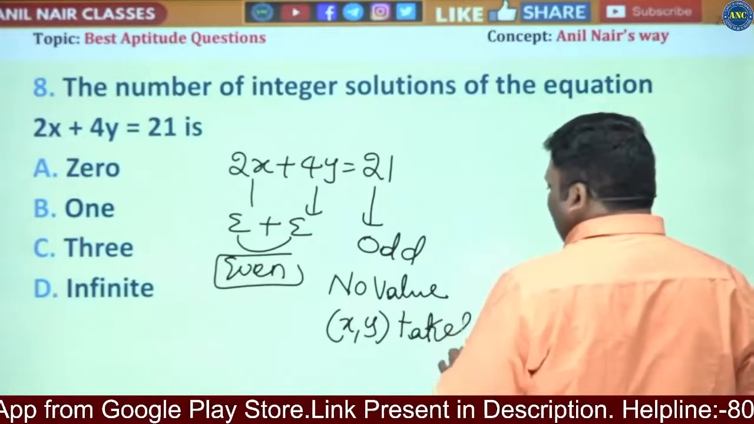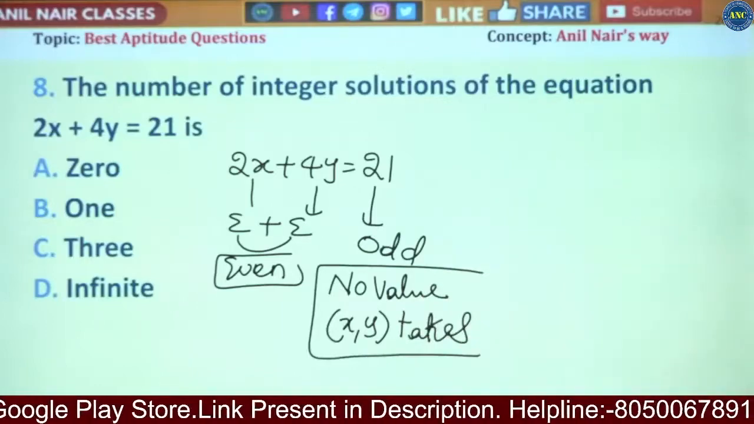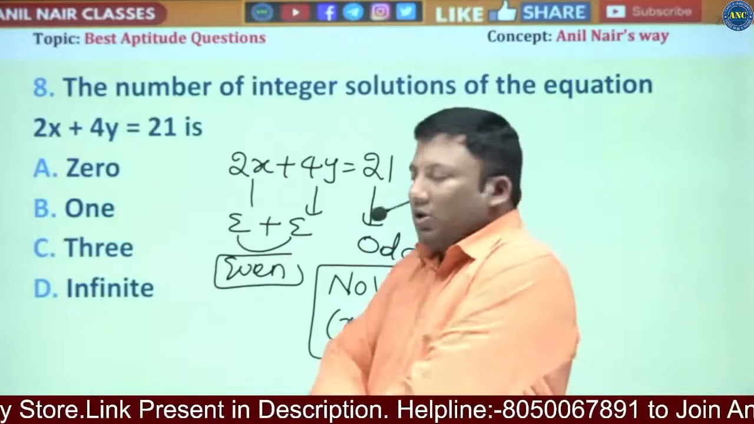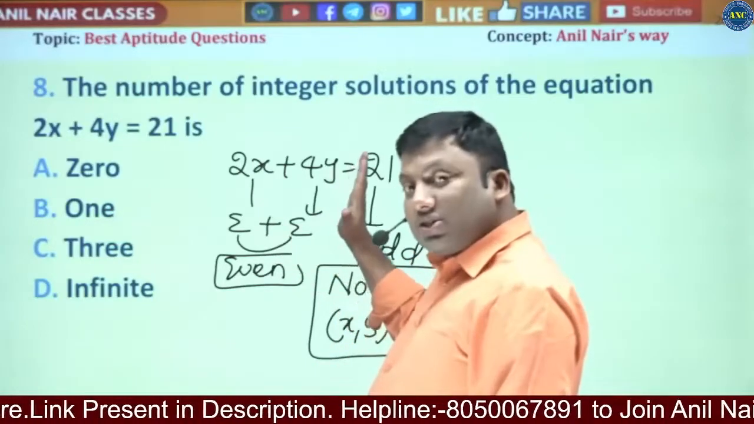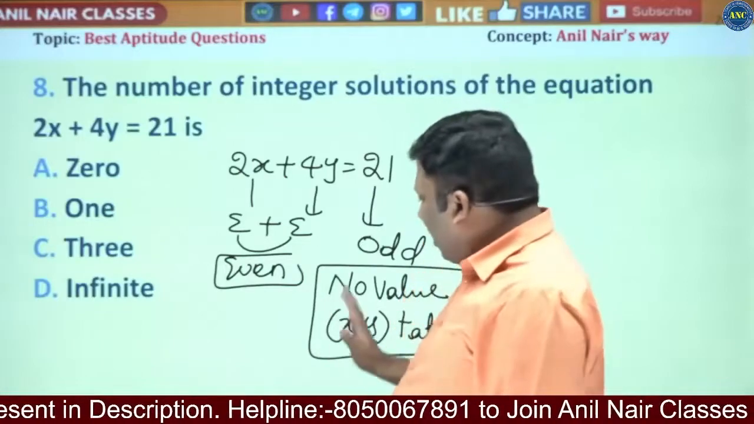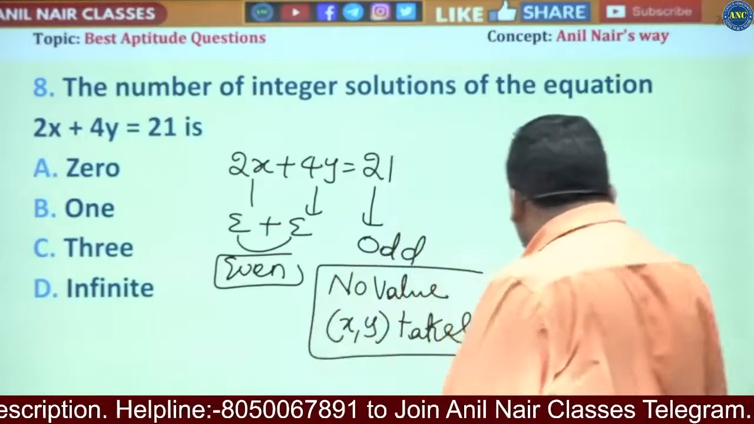2x is divisible by 2. 4y is divisible by 2. So even plus even, the answer should be an even number. 21 is an odd number. So the answer is no values x comma y take. I hope the idea is clear.